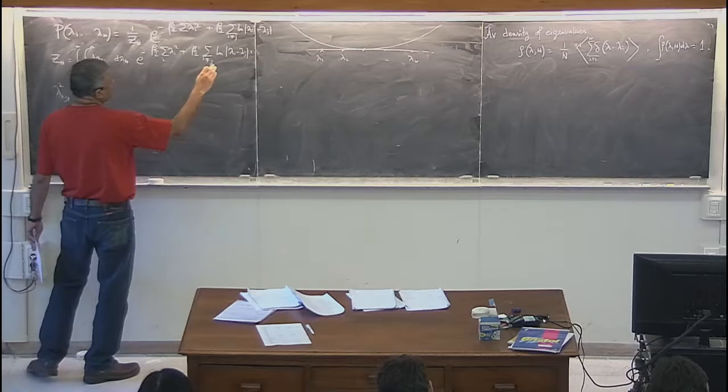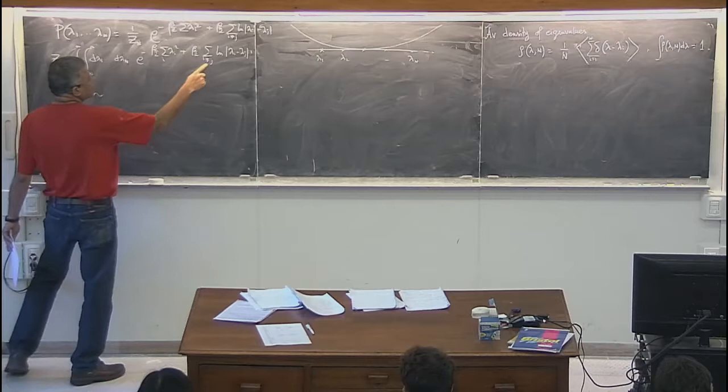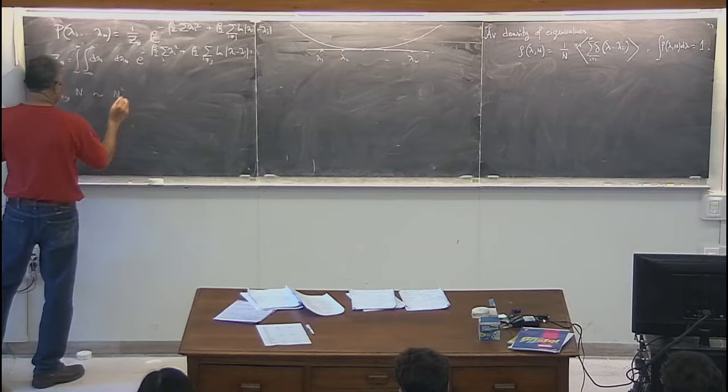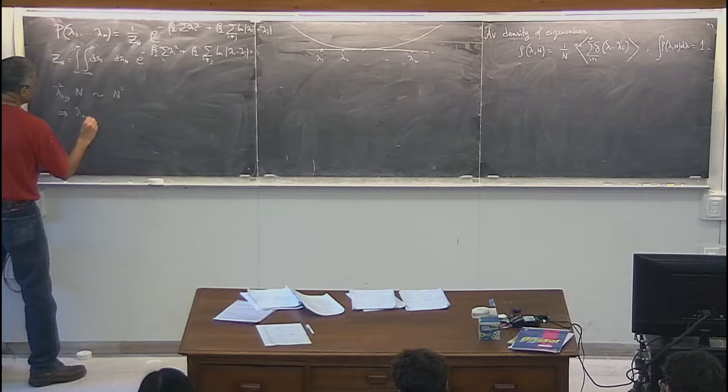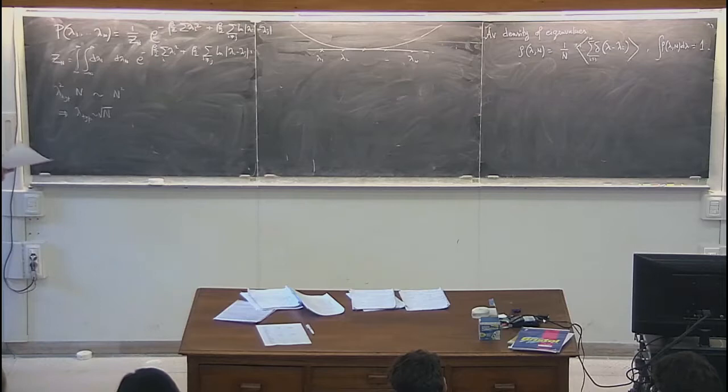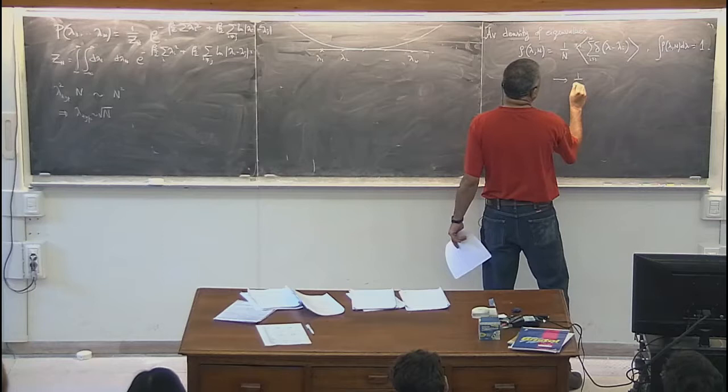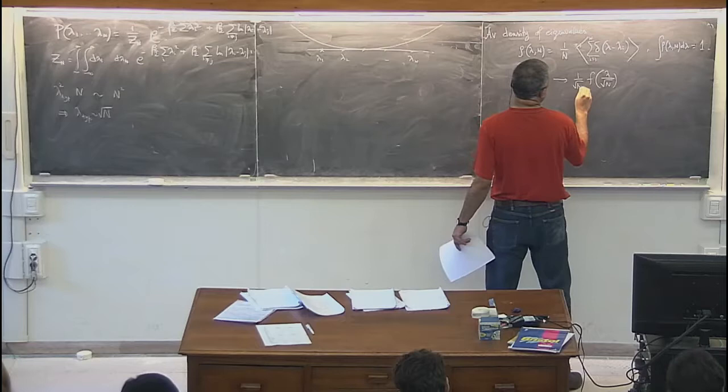And what is the order of this term here? Because it's i not equal to j, everybody is interacting with everybody else. So this is of order n squared in the large n limit. Okay. So therefore, this means that lambda typical scales like square root of n. Which means that this density must therefore have a scaling form, which is some function of lambda over square root of n, times 1 over square root of n, because square root of n is the scale.